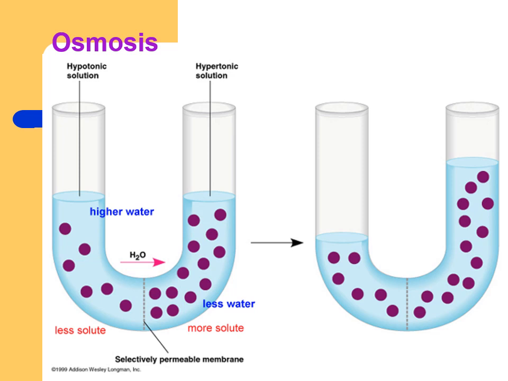It'll concentrate this side a little bit more and make this side a little less concentrated until they are equal. And it pushes against gravity to do this. You must have a semi-permeable membrane though to make this work. Otherwise, your solutes would just equalize out too, and then everything would be level.